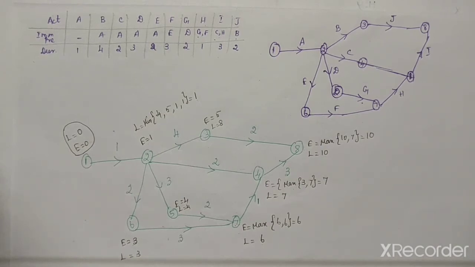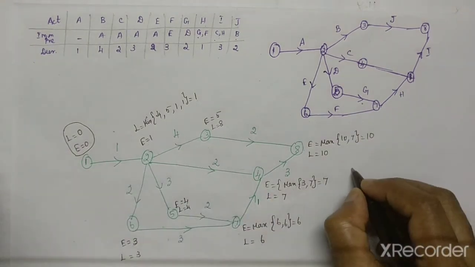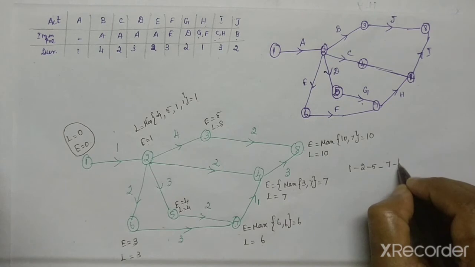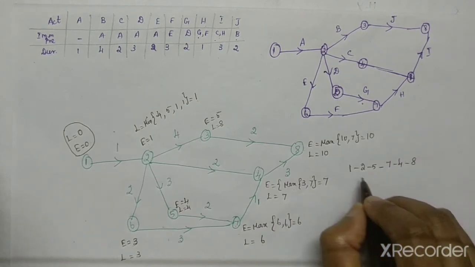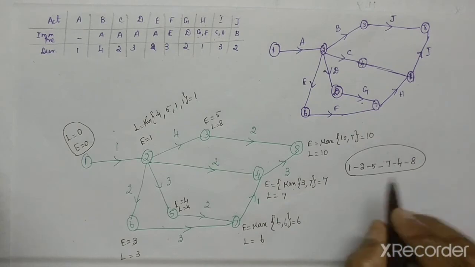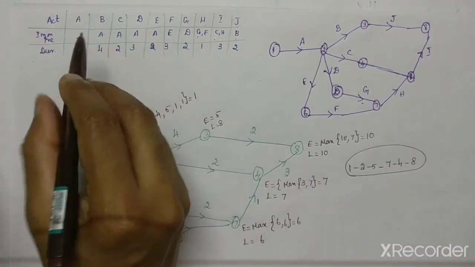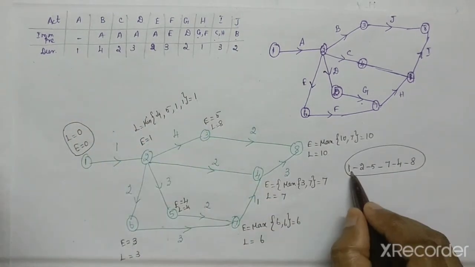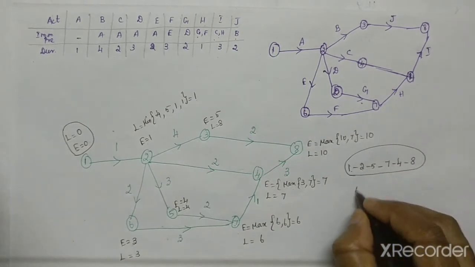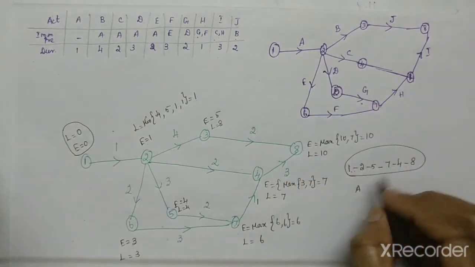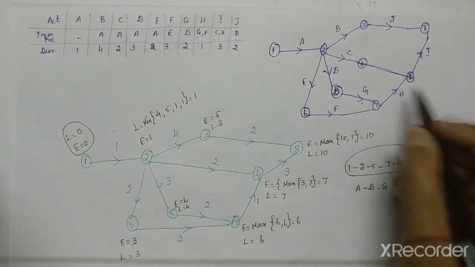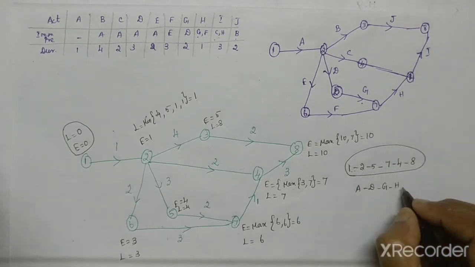So you have to draw the critical path. So finally we have to write like this. Suppose your path is 1 to 2, 2 to 5, 5 to 7, 7 to 4, 4 to 8. That is your correct critical path. You have to write in terms of A, B, C, D because your problem is in terms of A, B, C, D. So 1 to 2 you write A. 2 to 5 you write D. 5 to 7 you write G. 7 to 4 you write H. 4 to 8 you write I.